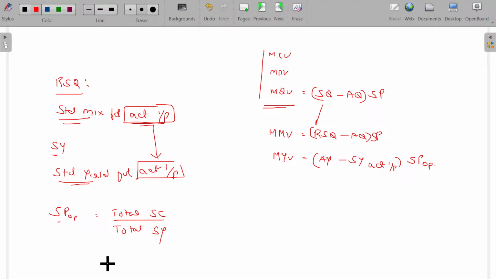Clear? If you add up these two, you will get this one. If you add up these two, you will get the material cost variance. This is very, very important. Clear?